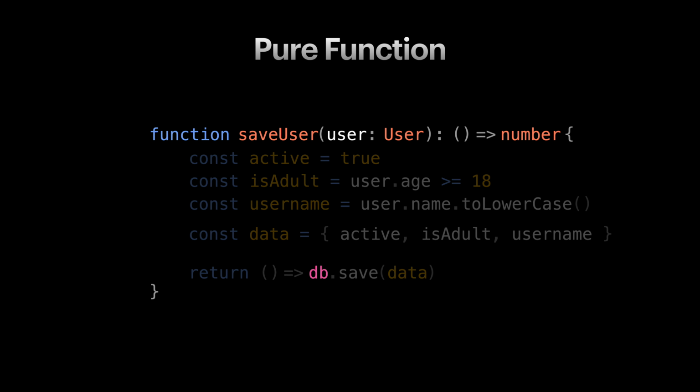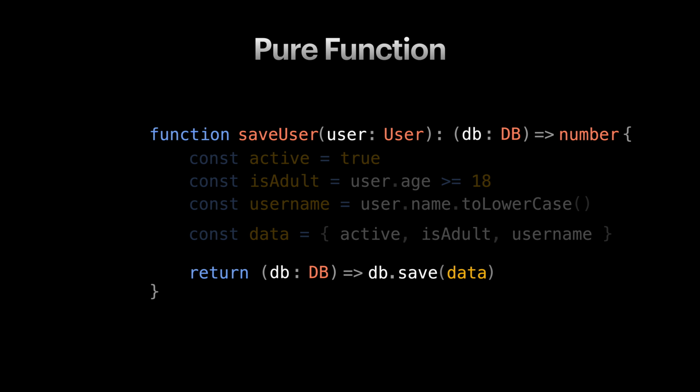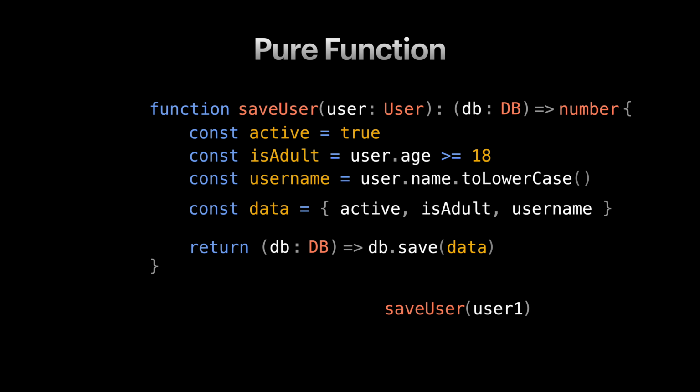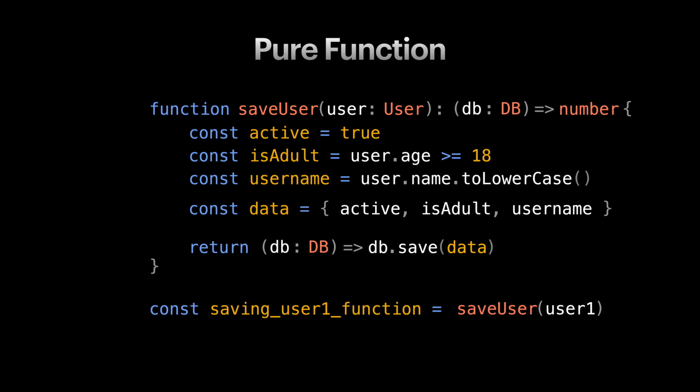How about passing it to the returned function? By doing that, save user doesn't depend on the existence of a concrete db instance from outside context, but instead it now depends on the db interface, meaning a db instance is required to be provided when we eventually want to run our program. So now we can easily call our save user function without needing to worry if our db instance is ready or not, without doing any side effects.